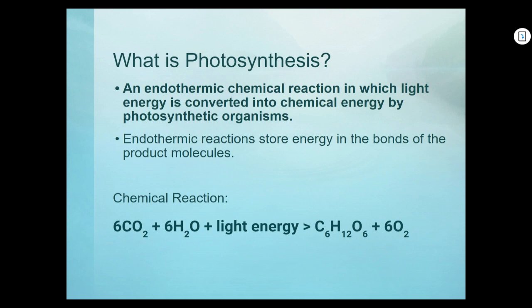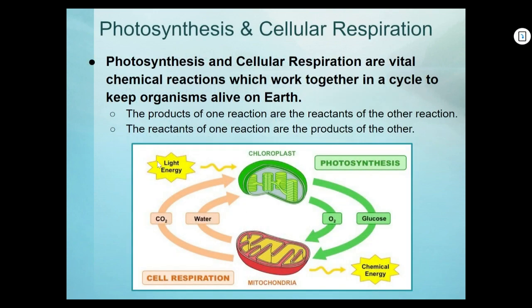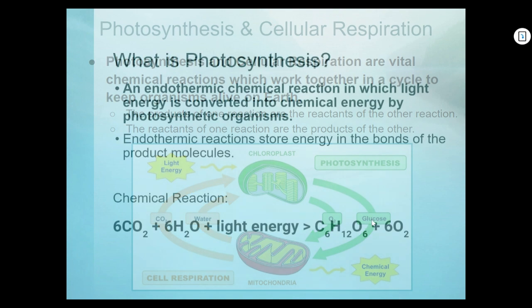So, what is photosynthesis? It's an endothermic reaction. Now, remember, when we talk about endothermic reactions, that means they basically absorb energy from around them and use it in that reaction. And so, it's a chemical reaction in which light energy is converted into chemical energy, right? And we saw that right here. This light energy right here coming from the sun is turned into this glucose right here, which is that chemical energy.